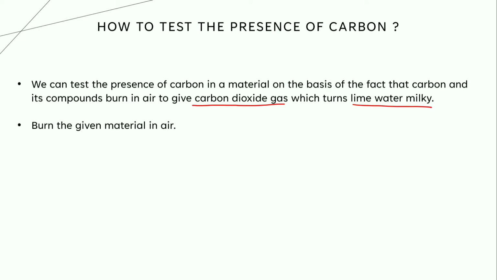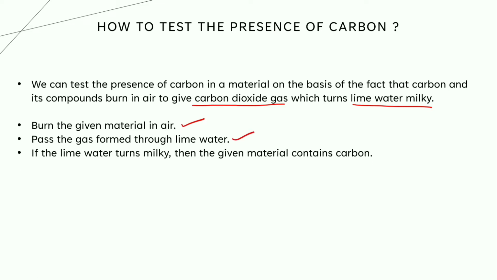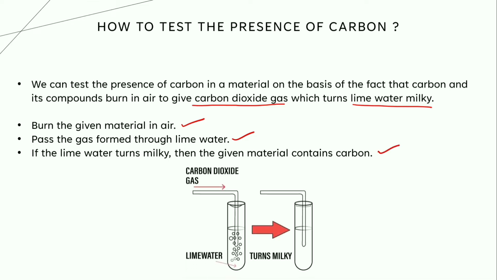What do we do to test the presence of carbon? First, burn the given material in air. Pass the gas formed through lime water. If the lime water turns milky, then the given material contains carbon. We can do the experiment like this. Pass the carbon dioxide gas in lime water and see whether it turns milky or not.